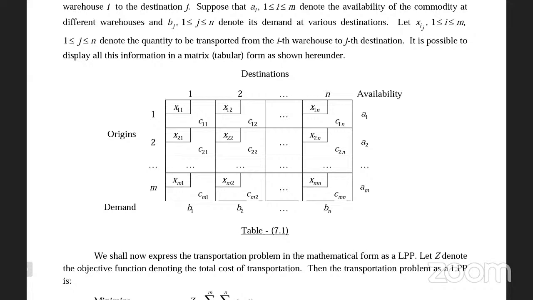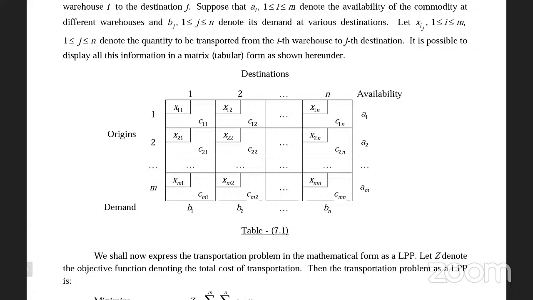I have to spend some cost. How much cost should be spent? C11, C12, and so on up to C1n. It is a C-m-n, meaning each unit from an origin to a destination directly has a different cost. C11, for example, is origin 1 to destination 1.